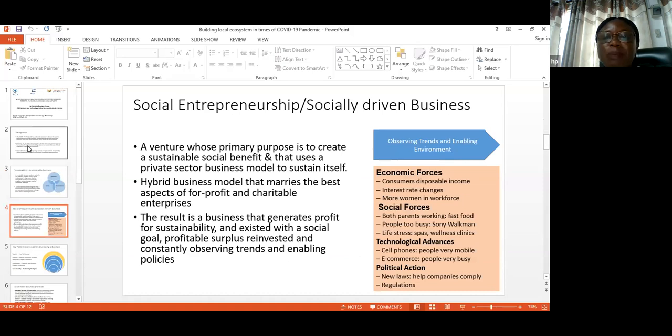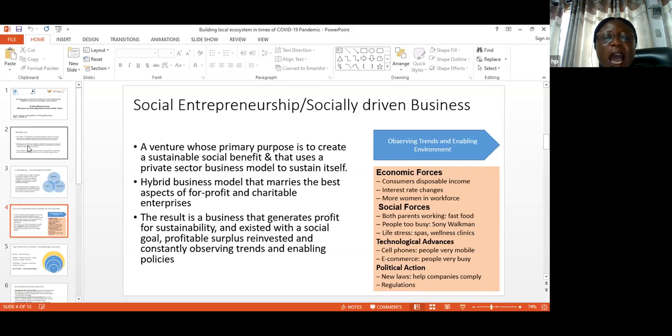Social entrepreneurship or socially driven businesses. For innovators, we should not only focus on money, but also the social aspect as well. So a venture will primarily, with the purpose, is to create a sustainable social benefit that uses a private sector model and also the social benefit model to sustain itself. So again, you are not just looking at the economics, the money that you are going to get, but you're also looking at social benefit for an enterprise to be sustainable.